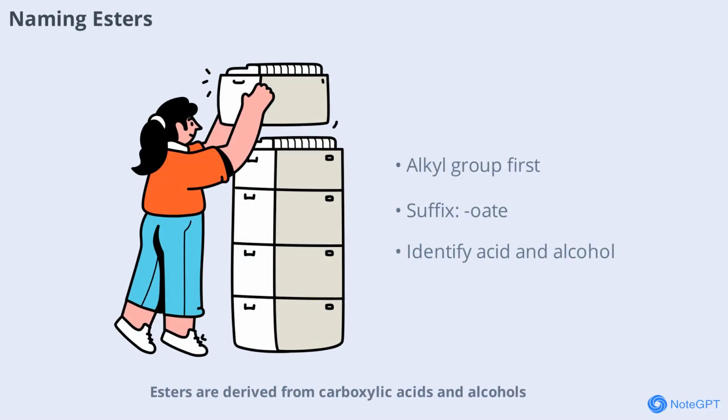Esters are derived from carboxylic acids and alcohols. Their names consist of 2 parts, the alkyl group from the alcohol and the acid part with the suffix -oate. For example, methyl ethanoate is formed from methanol and ethanoic acid. The alkyl group is named first, followed by the acid-derived name. This naming convention helps identify the components of the ester.